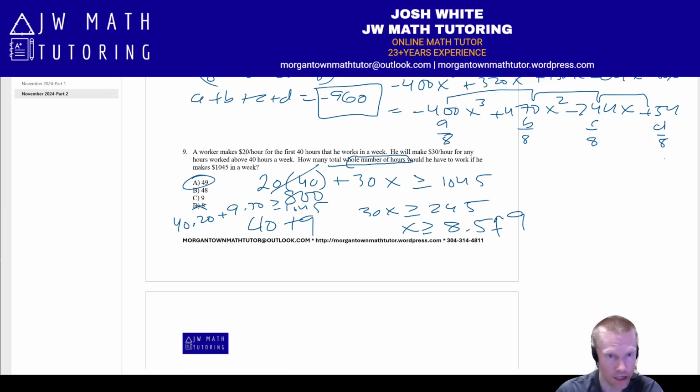I mean, A should be the correct answer. There shouldn't be multiple, but depending on how it's worded, you might need to check B. Maybe on the test, it might say what's the minimum total whole number of hours, and you could plug that in. But you would see that for B, it would be less than 1045. So therefore, that would just confirm the correct answer is A.